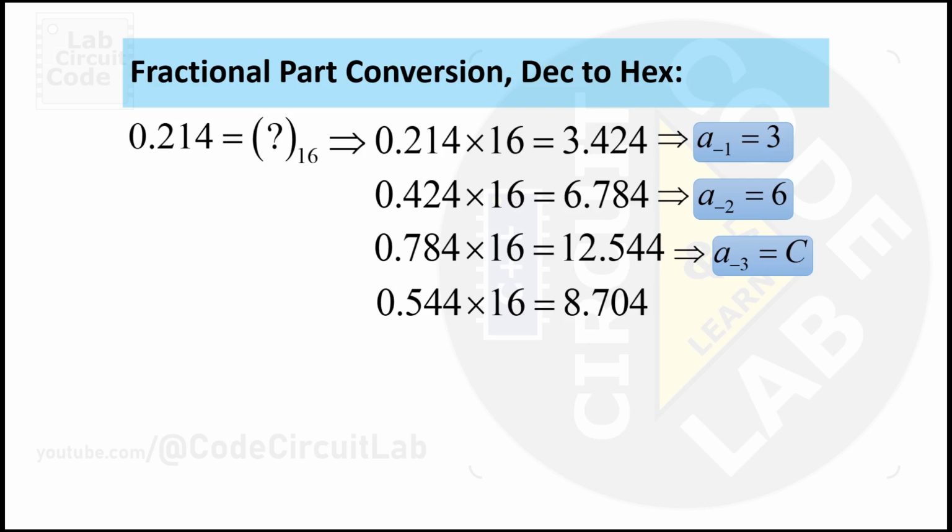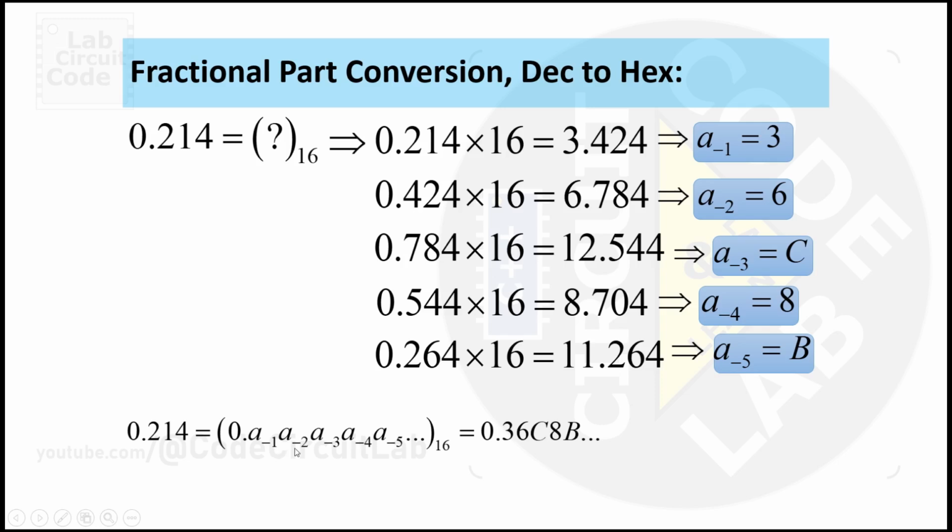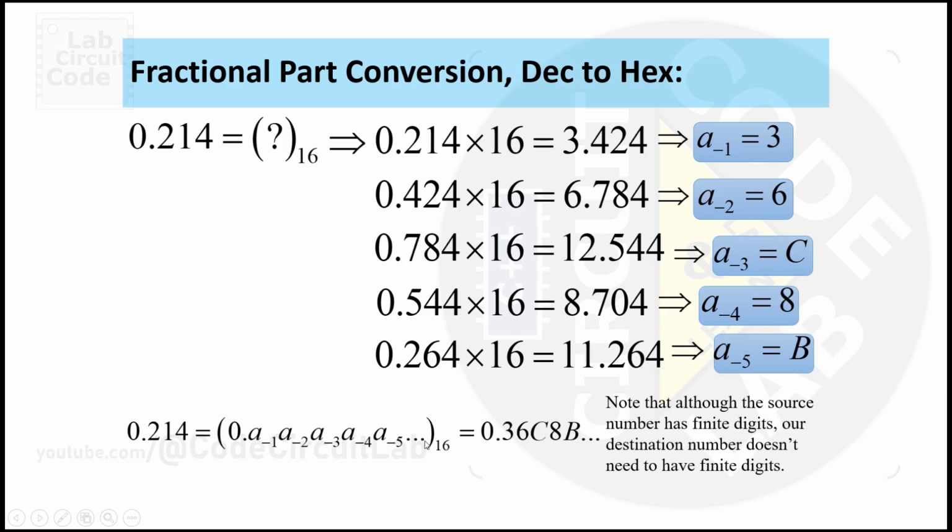Continuing this process, we get an 8, which is a minus 4, and then we get an 11, which is a B. You see, as we continue, the number never ends. We write a minus 1, a minus 2, until a minus 5, and we put 3 dots here, showing that the number continues. Note that although the source number has finite digits, our destination number doesn't need to have finite digits.